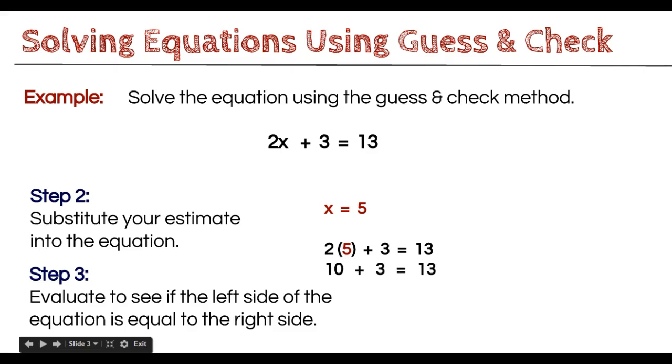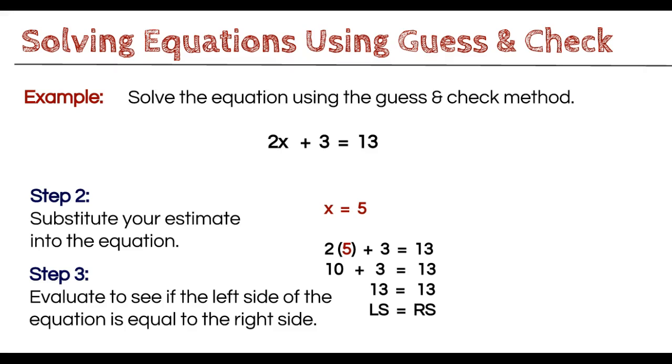So 2 times 5 equals 10. And then we still have this plus 3 here. Adding those together on the left side will give us 13, and that matches the 13 that we have on the right side. So we can say that our left side equals our right side.